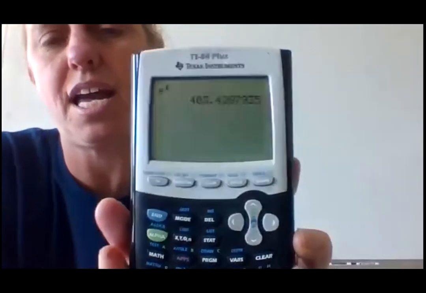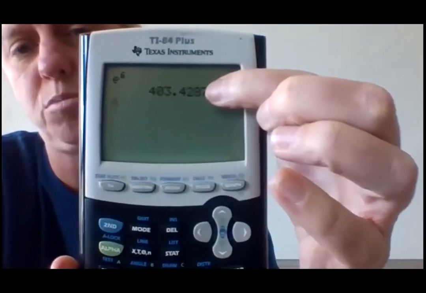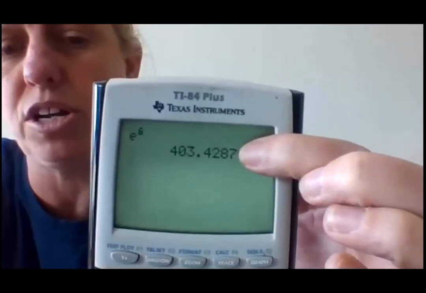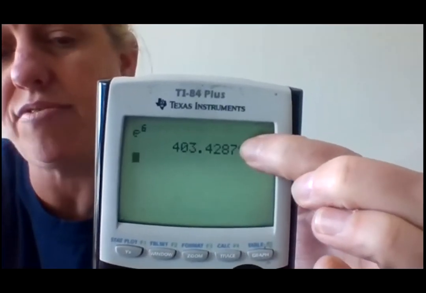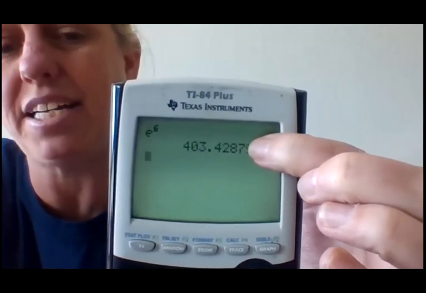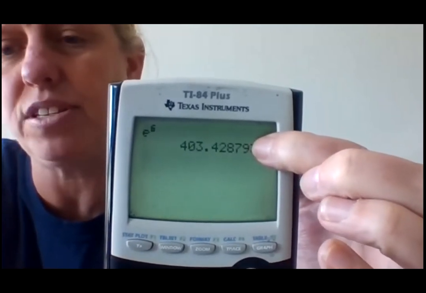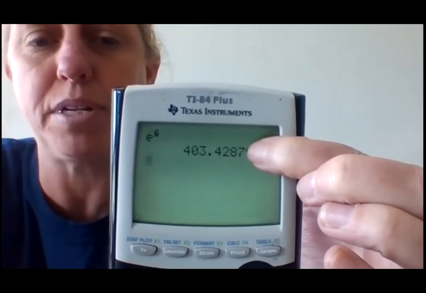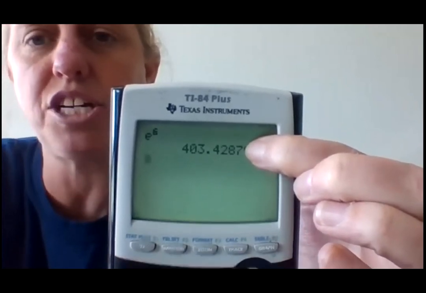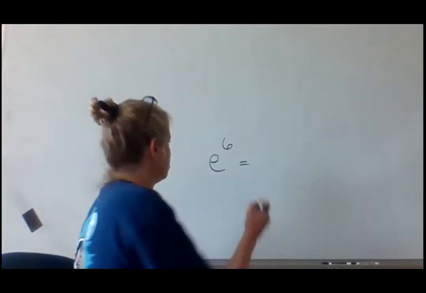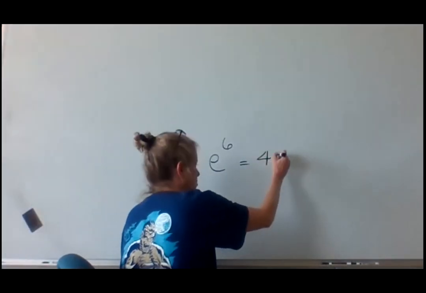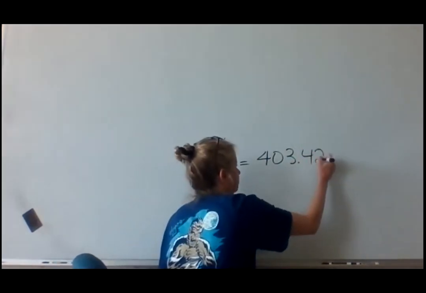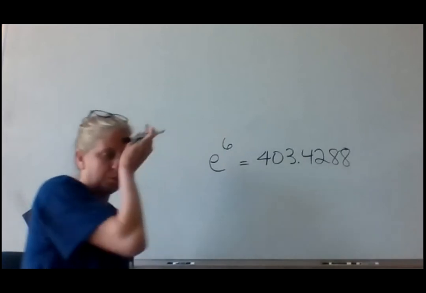So if I go 4 decimal places, that takes me down to that 7. But remember, you'll need to look right after it to see if that 7 is going to round up to an 8. If the number after the 7 is 5 or above, that's telling me to round that 7 up to an 8. So you'd actually have 403 point, and then 4288. Okay?